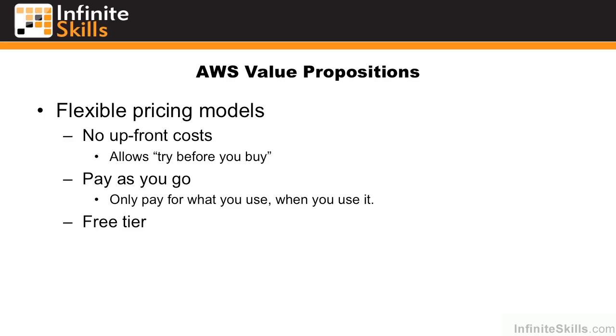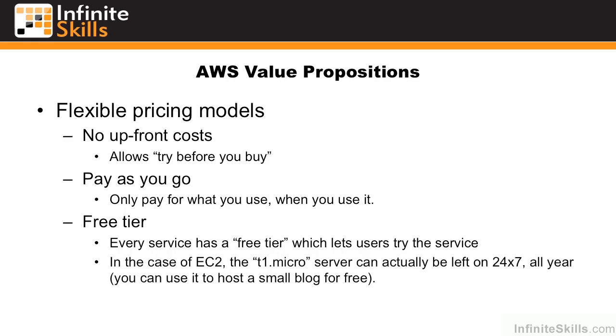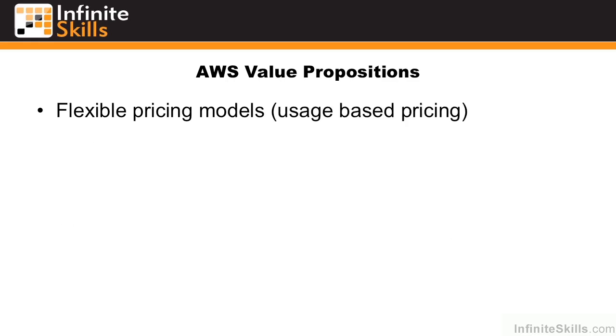Another exciting development is that they have a free tier. Every service has a free tier which lets users try the service. And in the case of EC2, their server product, the T1 microserver can actually be left on 24/7 all year, so you could use it to host a small blog for free. There's currently no limit as to how long you can keep that running.